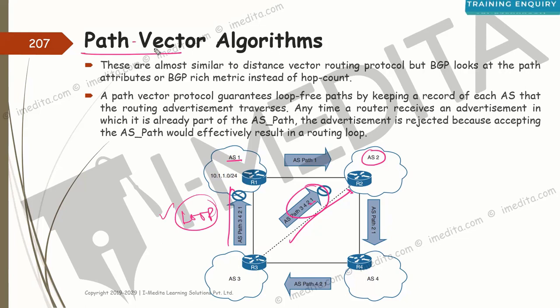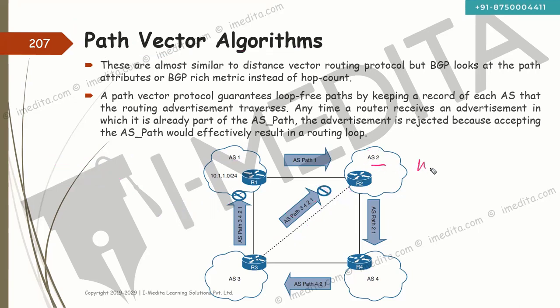So why do we call them path vector routing protocols? Because this protocol, BGP, Border Gateway Protocol, uses AS path information to decide the best path and to prevent any potential loop in the network as well. So path vector routing protocols use the path vector algorithm, which considers AS as the hop, and to reach a destination, whichever path has the least number of AS hops, I am going to consider that path as the best path.